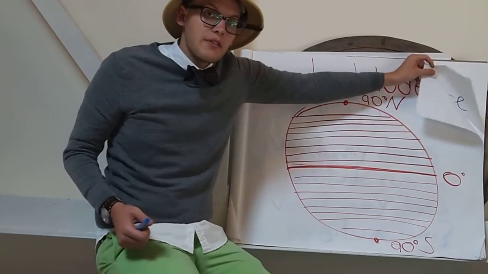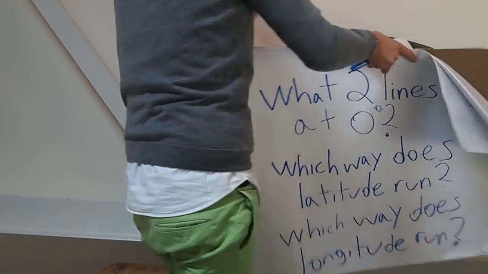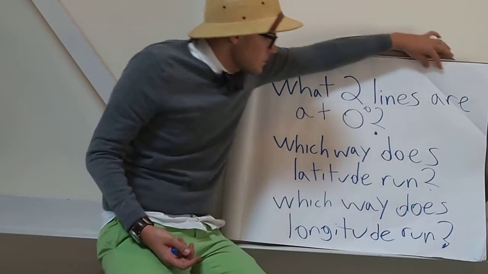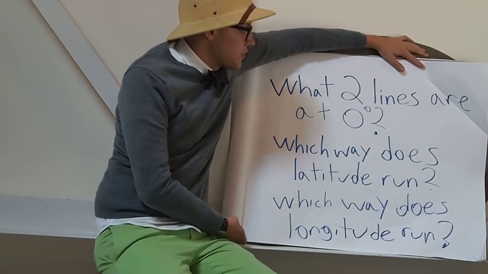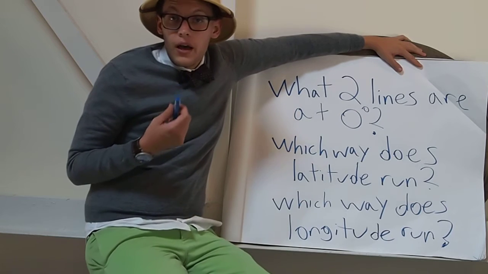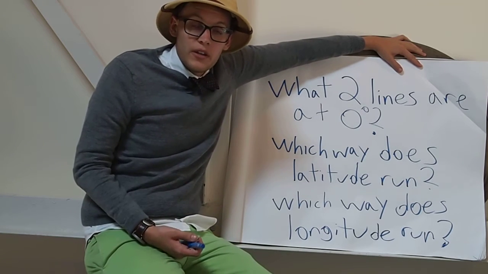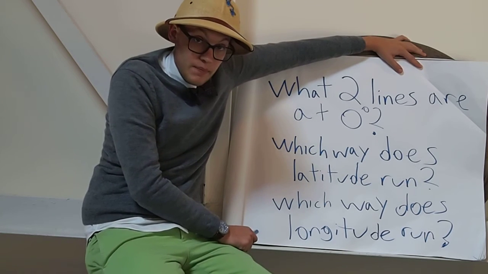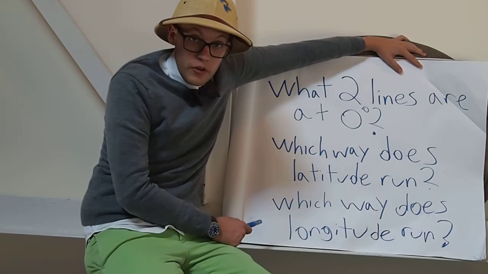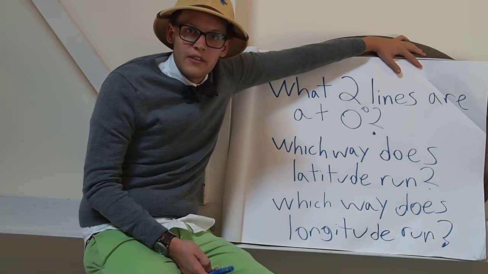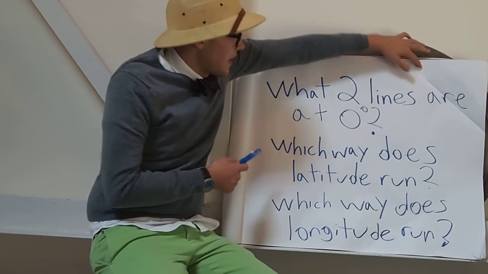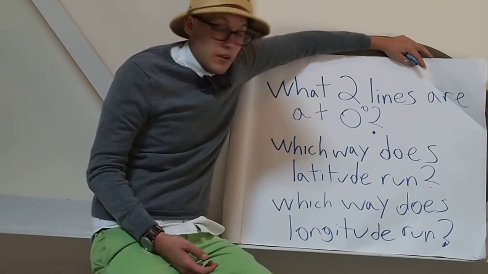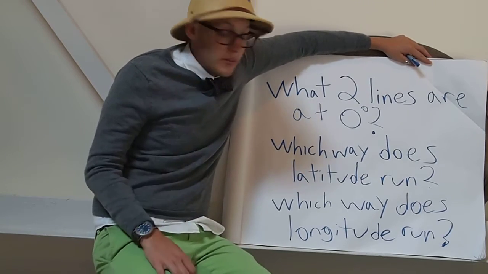Okay, so for class, what I want you guys to do is to answer these 3 questions. The first question is, what 2 lines are at 0? So what is it called for the latitude line that's at 0? And what is it called for the longitude line that's at 0? And also, which way does latitude run? And which way does longitude run? And we'll turn these in right as class ends, or begins. So write these down. If you need to watch the video a couple more times, do that. These videos are there for your help. So watch them as many times as you want.